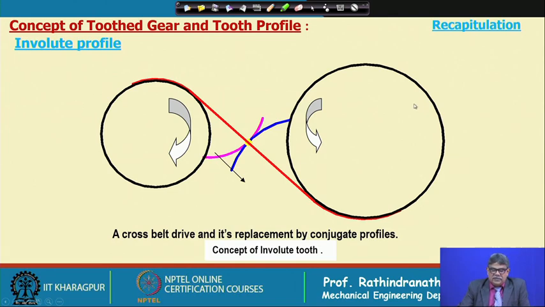Now, already we have seen how the involute tooth profile is generated, or we can say that instead of a cross belt drive, we can use the involute tooth gear drive. We can replace the belt by involute tooth. What I have shown here is one small drum and another, a little bigger drum, which is connected by a belt. So, we can say that this is one drum and this is another drum, this is the belt, and let us consider initially it is rotating in these directions.